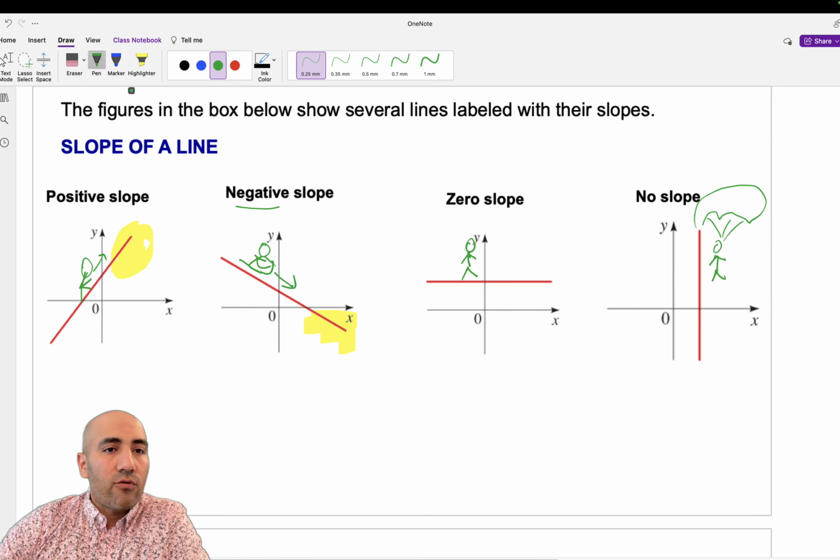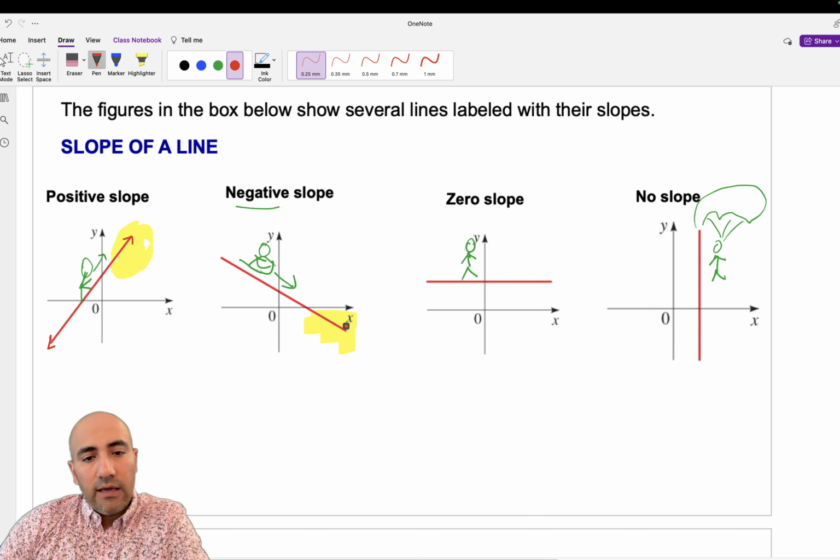Lines extend forever, right? So even though it's not really drawn there, this goes this way forever, this goes this way forever. So even if this line is in quadrant 1, the same line is going to be down here in quadrant 2 and in quadrant 3, and same for this one. This goes this way, this goes that way.